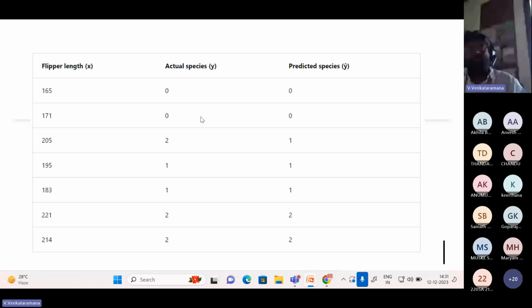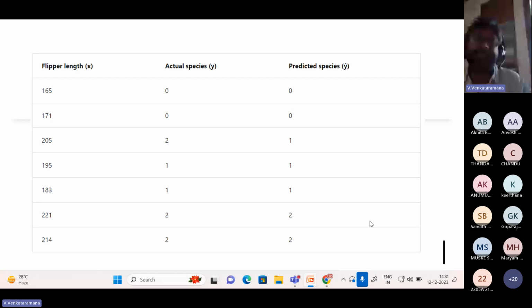Okay. So, coming to when I'm giving the 195, actual species is type 1, and your model also predicts type 1. And 183 actually is 1, and your model also predicts 1. When it is 221, the actual species is 2, and the model also predicts 2. It's 214, it is a 2, and it is a 2.